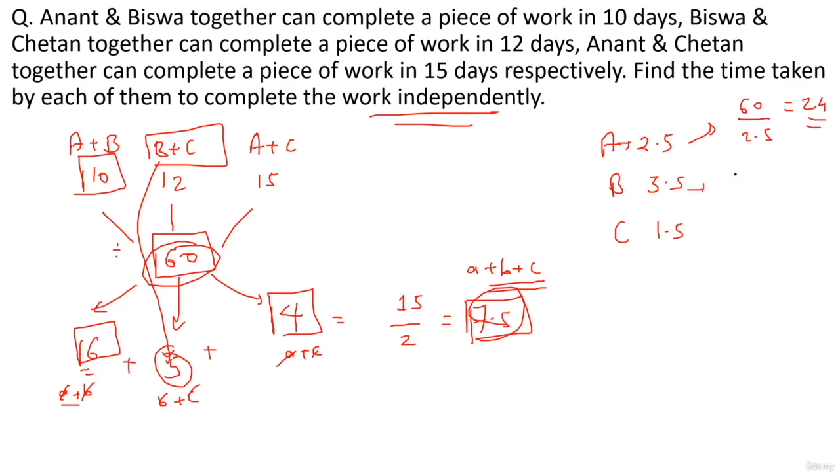Same way, B will complete the same work in 60 upon 3.5 days. This comes out to be 120 upon 7. You can keep it as it is, or you can reduce this in decimal, right? 17 point something aa jayega. 17.142857 recurring. We'll discuss that. Okay. So for C also 60 units of work is to be done, and efficiency is how much? 1.5. So how much time will C take alone? 40 days. Right? It's as simple as that.